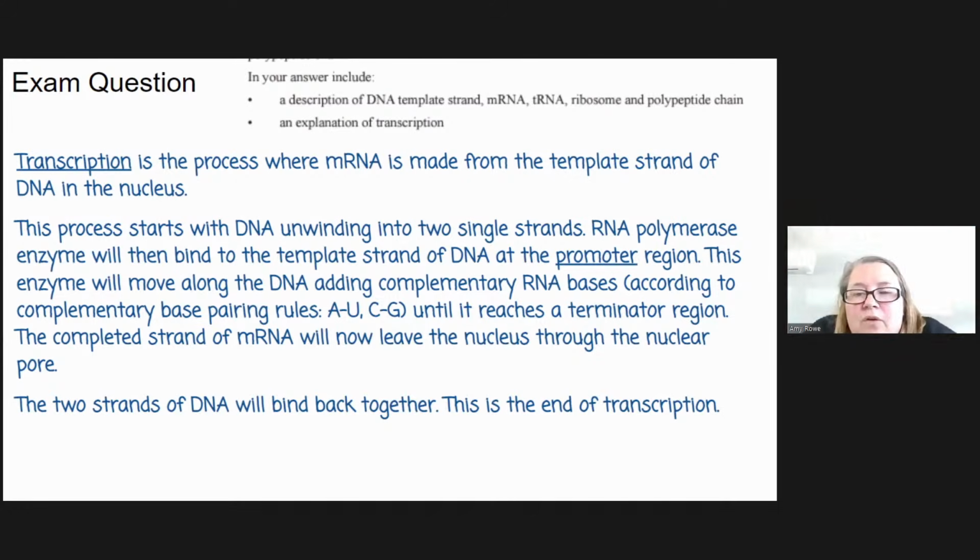So with practice, you'll be able to get really concise with your descriptions of what's happening during transcription and translation. But what I would caution you on is to try not to lose any of that detail. It's the detail that markers are looking for when they're marking this type of question.